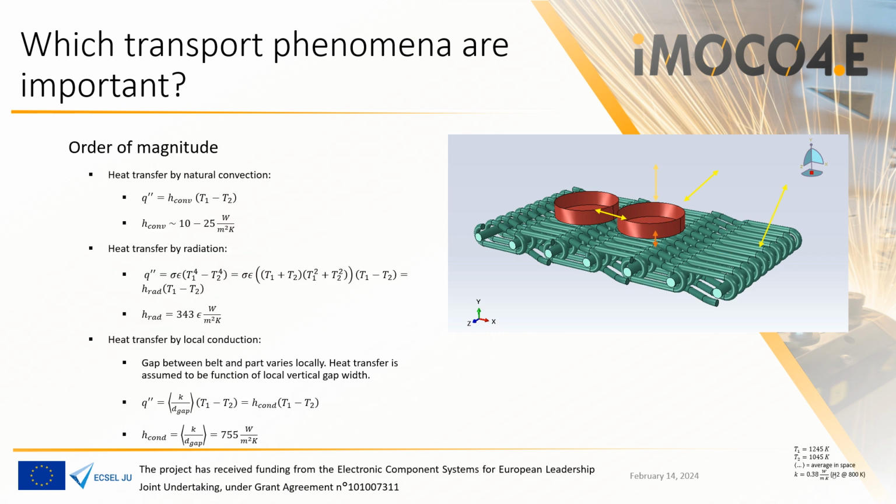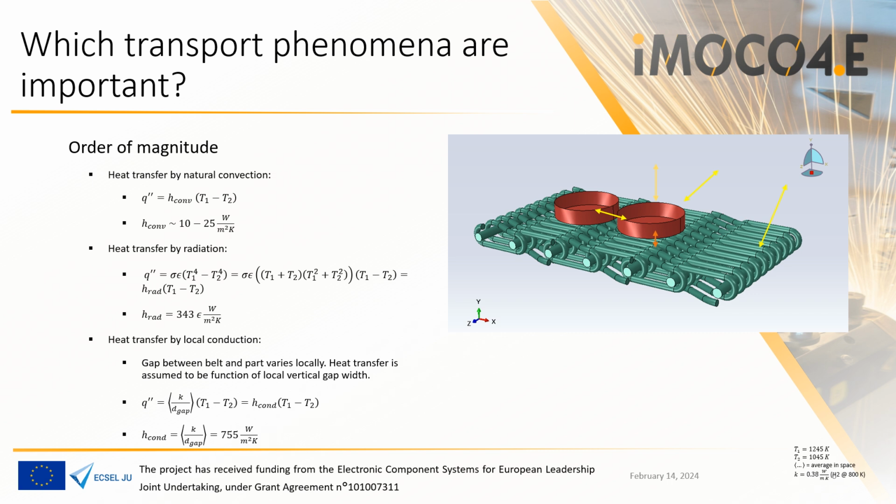To assess the significance of different transport phenomena, we estimate their order of magnitude. We evaluate the heat conductance or heat transfer coefficient for each phenomenon at typical temperatures. Forced convection is disregarded due to the limited flow of shielding gas. In the case of natural convection, resulting from local temperature variations in the medium, the heat transfer coefficient falls between 10 and 25, considerably smaller than the 343 observed for radiation. Concerning transport between the part and the belt, conduction emerges as the predominant phenomenon, with a value of 755 watts per square meter Kelvin. In summary, we predominantly rely on conduction within a part.